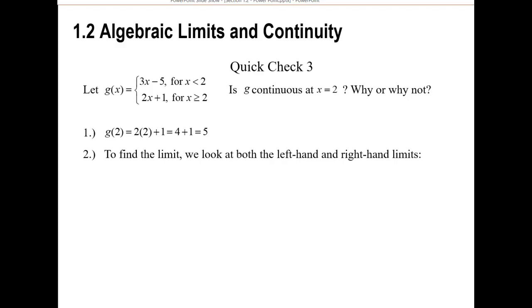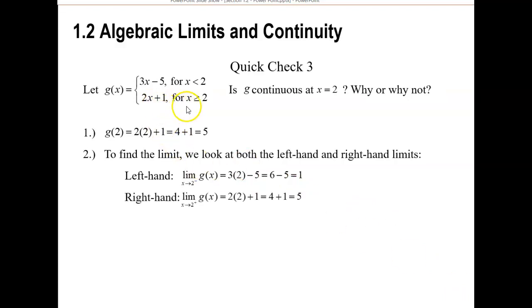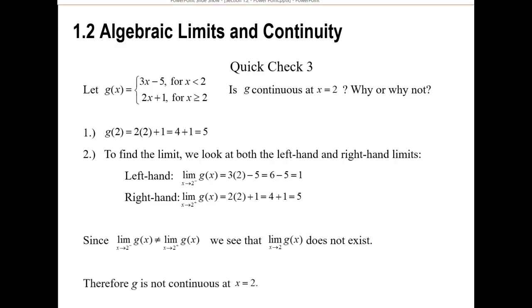To find the limit, we look at left and right again because it's piecewise. So from the left, values less than 2 means we plug into here. 3 times 2 minus 5, 6 minus 5, or 1. Limit from the right means I'm bigger than 2, plug into here. So 2 times 2 plus 1, 5. Those are not the same. So since the left limit and the right limit are not the same, the limit as x approaches 2 does not exist, and therefore this function cannot be continuous at 2.